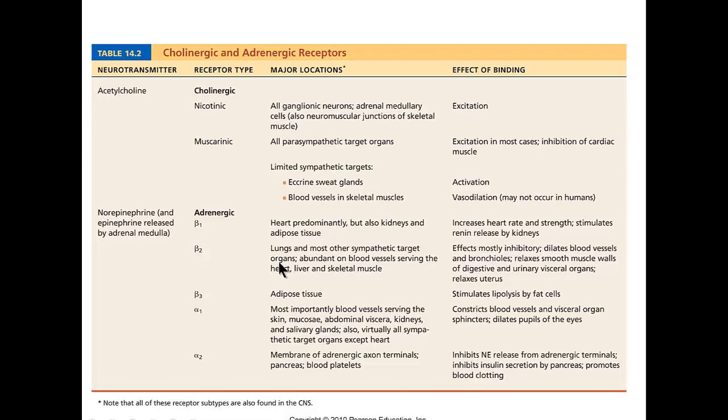You wrote that out here, right? Muscarinic responded to what neurotransmitter again?